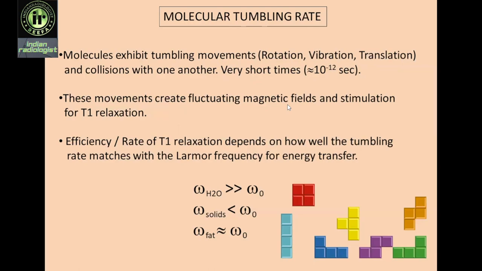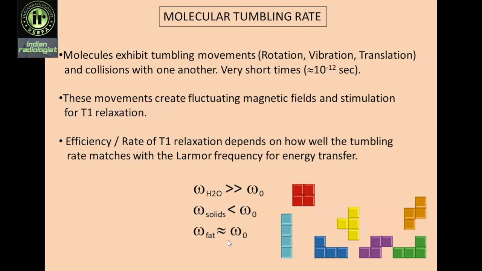We know that T1 relaxation is also called spin lattice relaxation. Spin lattice means the energy is transferred from the spins to their surroundings, that is the lattice. This energy transfer is most efficient when the tumbling rate, that is the fluctuating magnetic field frequency, coincides with the standard Larmor frequency at which the magnetic field is operated. That is why the fat molecules' tumbling rate coincides with the Larmor frequency, and the T1 relaxation of fat is fast. They relax very fast.